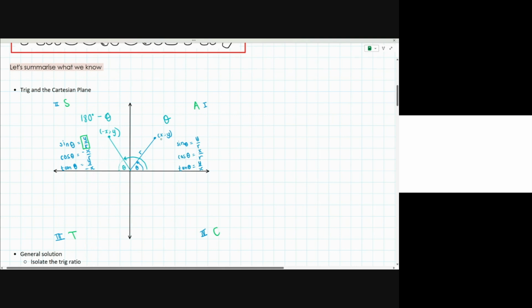And so if we keep going with these reflections, we get our reduction formula. So quadrant 3, 180 plus theta, and quadrant 4, 360 minus theta. So that's where our reduction formula comes from. It's all just reflections, essentially. All right, so when we look at our Cartesian plane, our reduction formula is incredibly important.